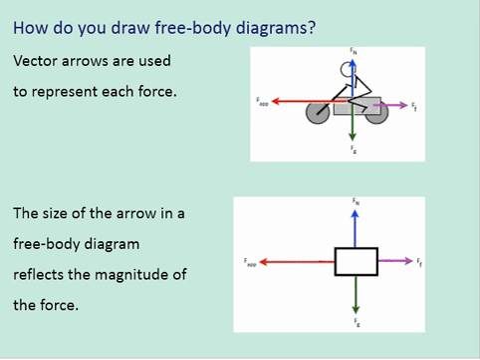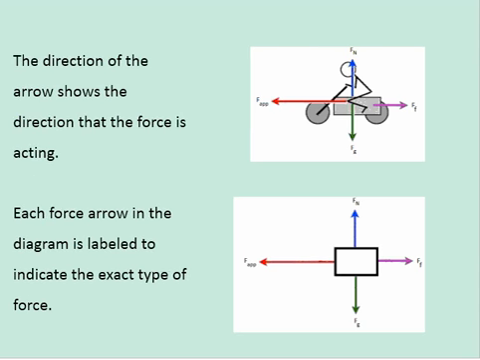So if you look at these, the magnitude, we can tell that the normal force is equal in size to the gravitational force, or the force due to gravity, or the weight of the object. Here you can see that the applied force that the engine is providing is greater in size than the frictional force. So as a result, there's going to be a net force exerted on this object. They don't all balance out.